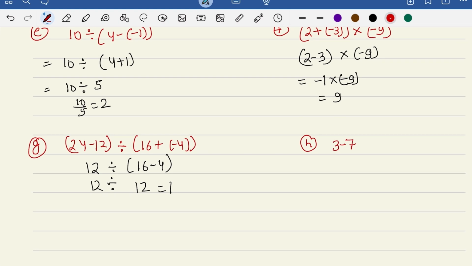H part. 3 minus 7, bracket starts minus 1 plus 0. So it would be minus 4 divided by minus 1. Minus 4 divided by minus 1 is equal to 4. This is H part.